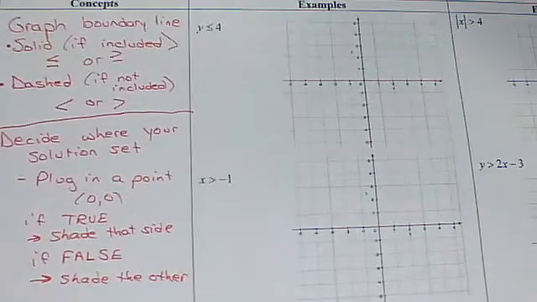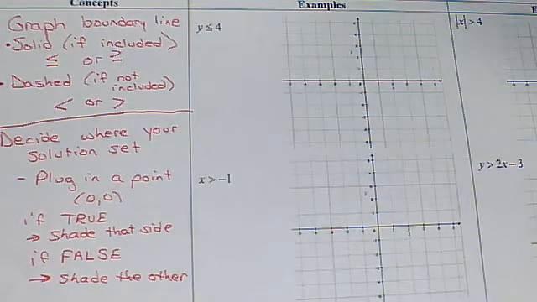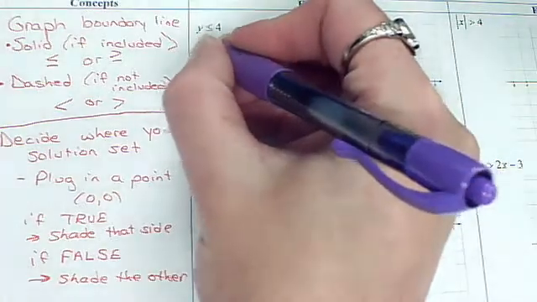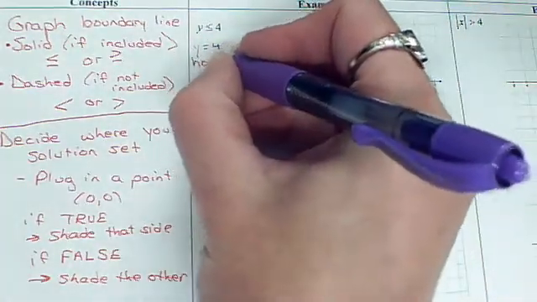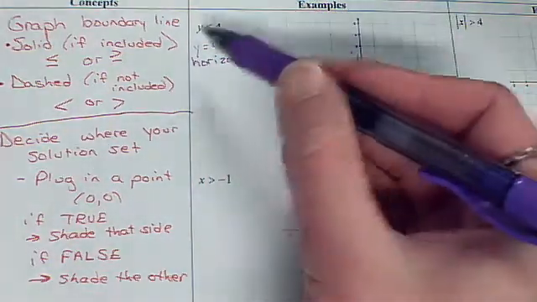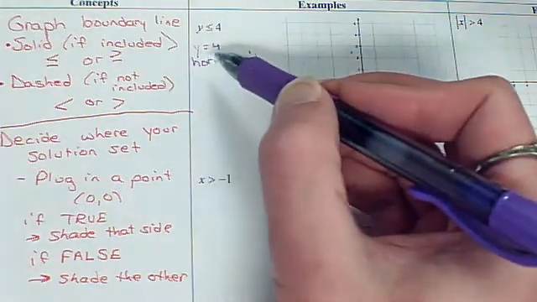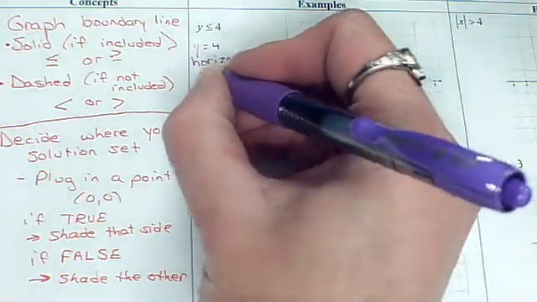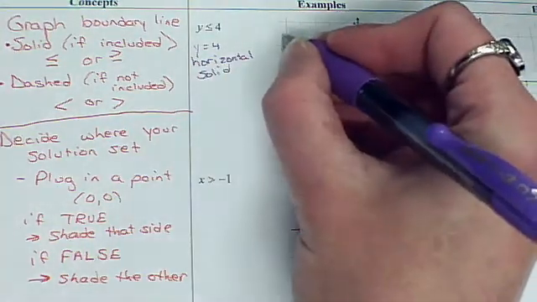So let's see how this works, because it's really a lot easier when you look at an example. All right, we have y is less than or equal to 4. Now, what kind of line would y equals 4 be? Well, y equals 4 would be a horizontal line. Since this one says less than or equal to, that means we are going to include that boundary line. So we want to make sure it's a solid line. So here's when y is 4.